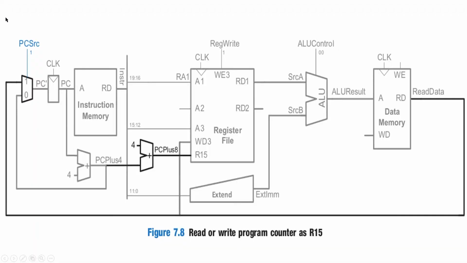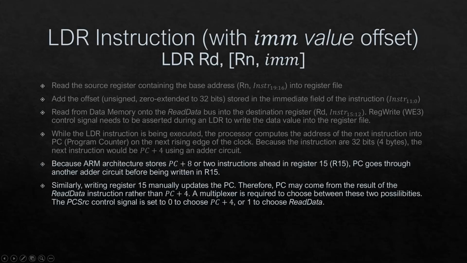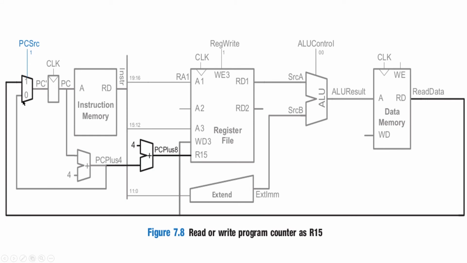This is the diagram of the last step in a load word instruction. This is the multiplexer that decides whether to store the value from the read data or to just increment the current program counter. The PC source control signal is set to 0 to choose PC plus 4, or 1 to choose read data. If it's 0, it's just going to store the PC plus 4. If it's 1, it's going to store the value from the read data.